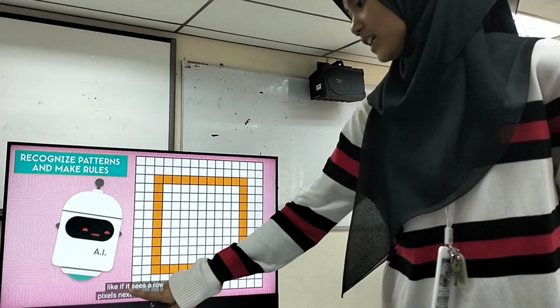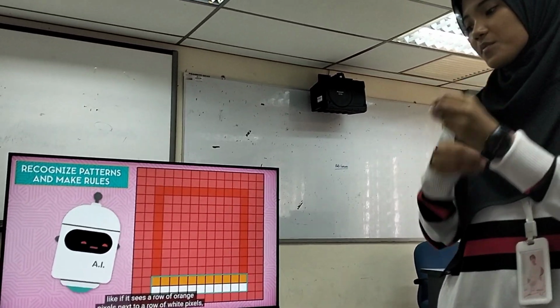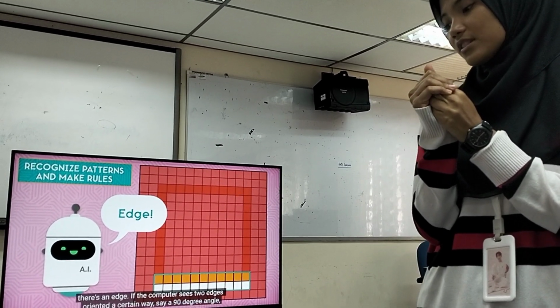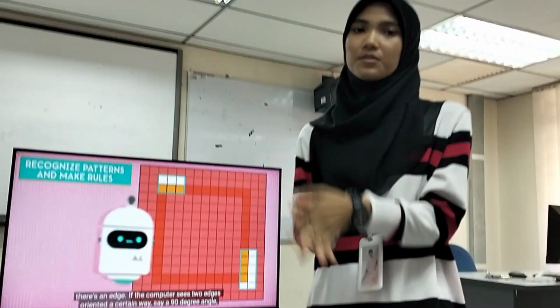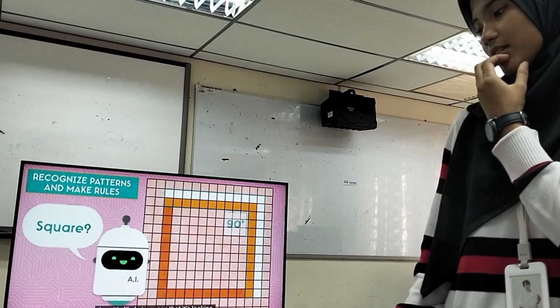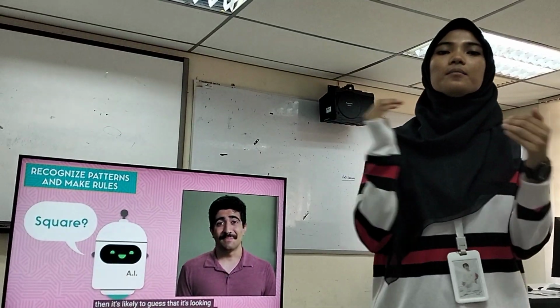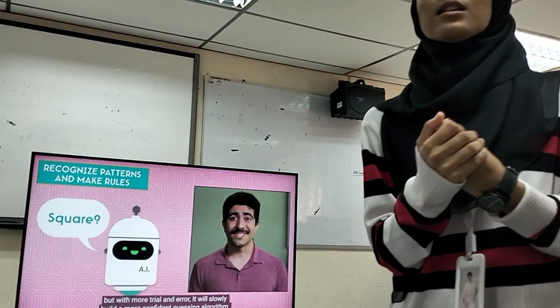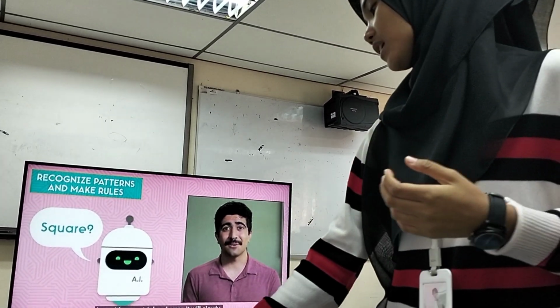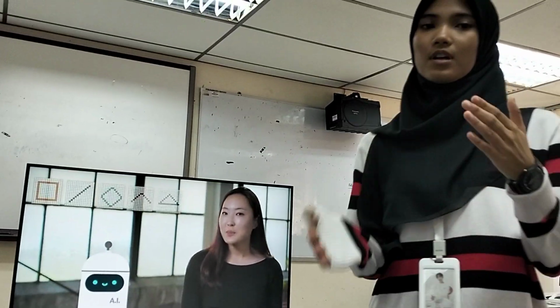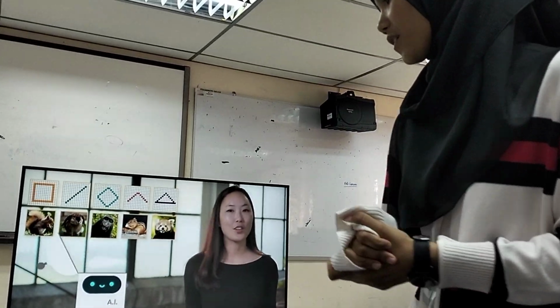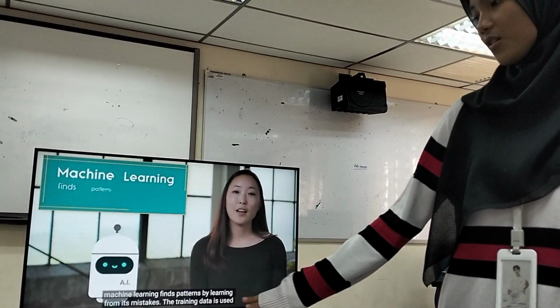As you guys can see, if it sees a row of orange pixels snapped to a row, these two edges oriented a certain way, say at a 19 degree angle, right? So it's looking at the square, and it won't get it right every time because it's a machine, okay? Machines, like us, are not perfect, right? But with more trial and training, it's going to be a little bit easier for them to figure out with simple algorithms, whether it's trying to guess shapes, animals, or whatsoever. They're learning from their mistakes, as I said just now.